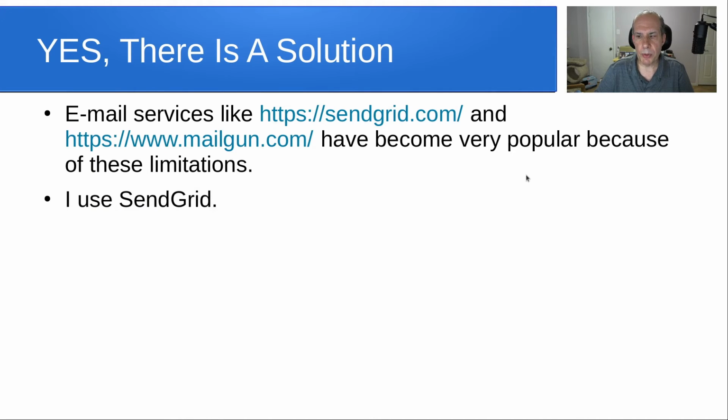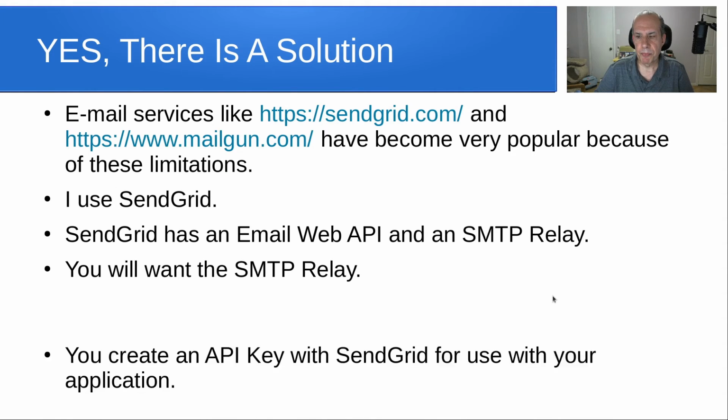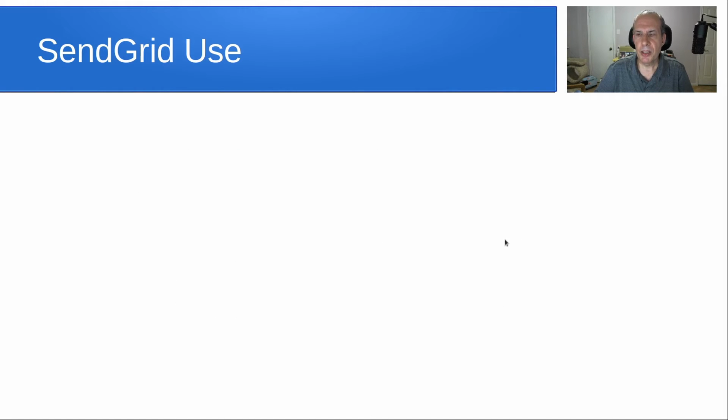So I use SendGrid. SendGrid has an email web API and they have an SMTP relay. You will want the SMTP relay function. You create an API key with SendGrid for use with your application. So SendGrid, how do we use it?